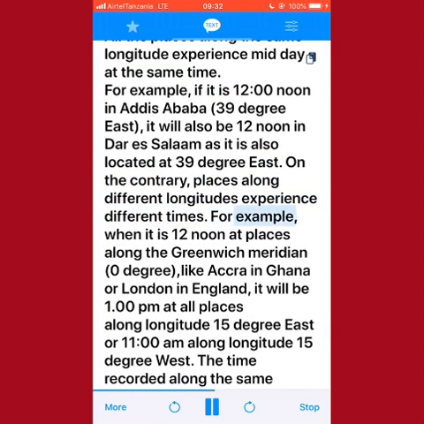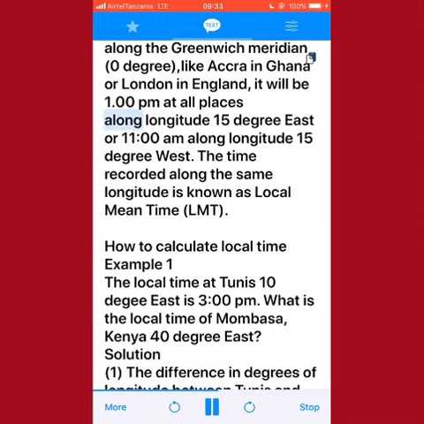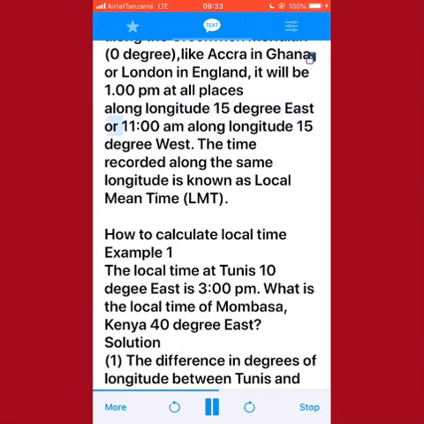For example, when it is 12 noon at places along the Greenwich Meridian, 0 degrees, like Accra in Ghana or London in England, it will be 1 p.m. at all places along longitude 15 degrees east, or 11 a.m. along longitude 15 degrees west. The time recorded along the same longitude is known as local mean time, LMT.